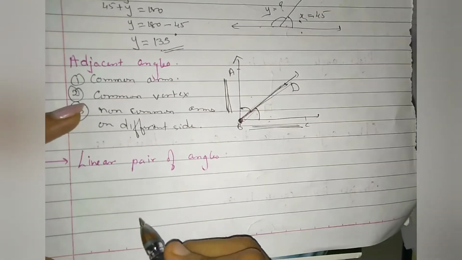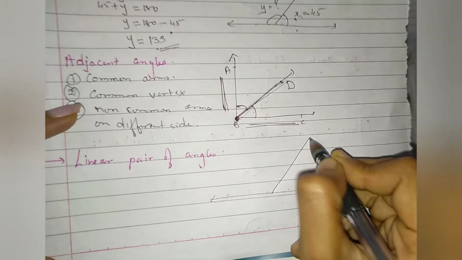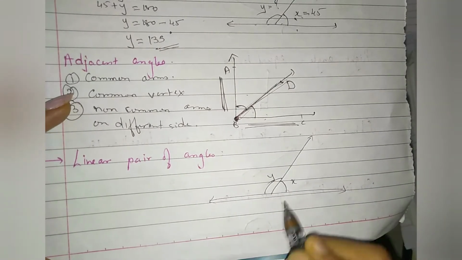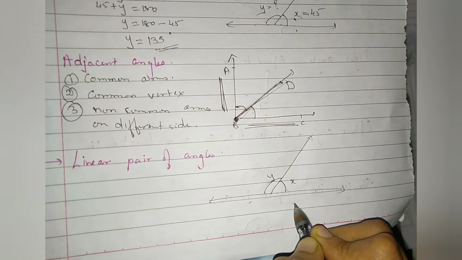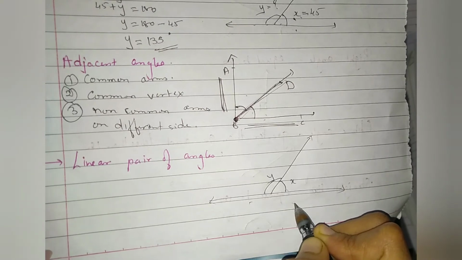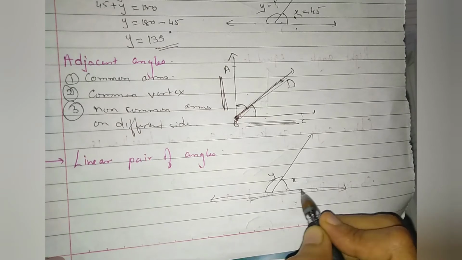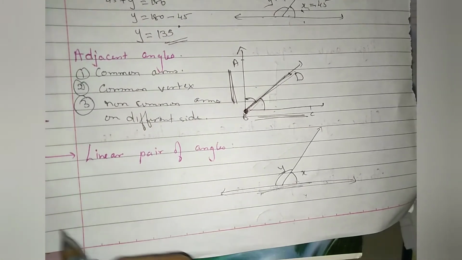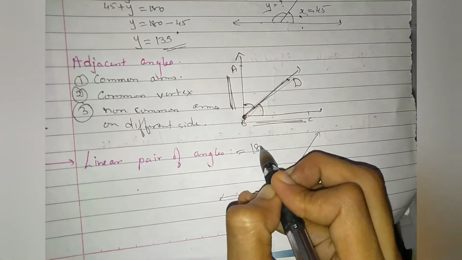Now what is a linear pair of angles? If you are given two angles X and Y on a straight line, their sum should be 180. Then the sum of two adjacent angles so formed is 180. Linear pair means if the two angles form on a straight line, then we can say it is a linear pair of angles. Their sum should be 180.